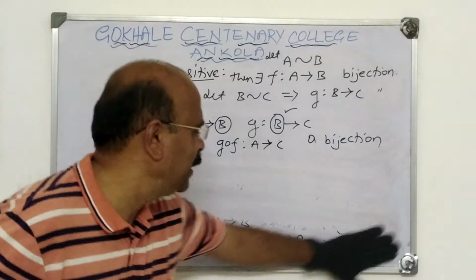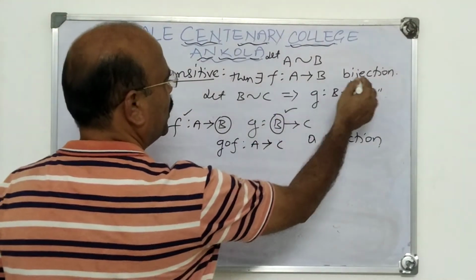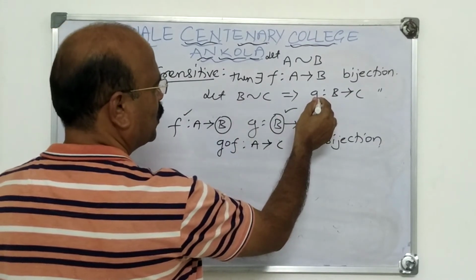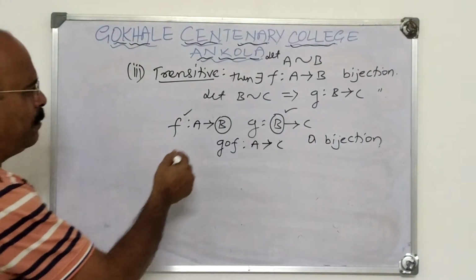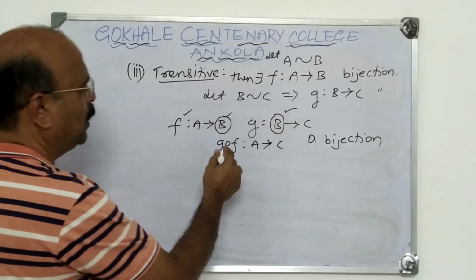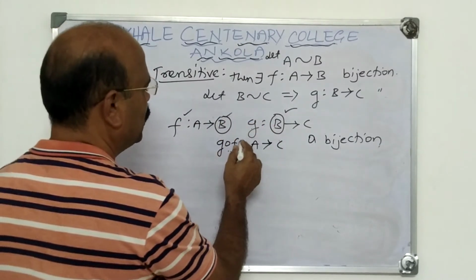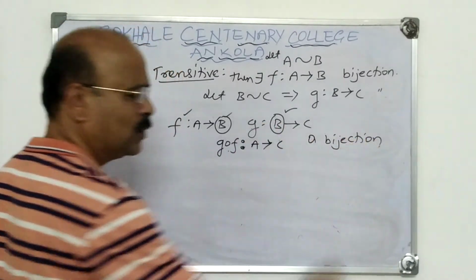I explain once again. Suppose A is equivalent to B, then f from A to B is a bijection. Also B is equivalent to C, then there exists a function g from B to C which is a bijection. Now, if two functions are like this, then g composition f is a function defined from A to C. And the important thing is it is also a bijection.